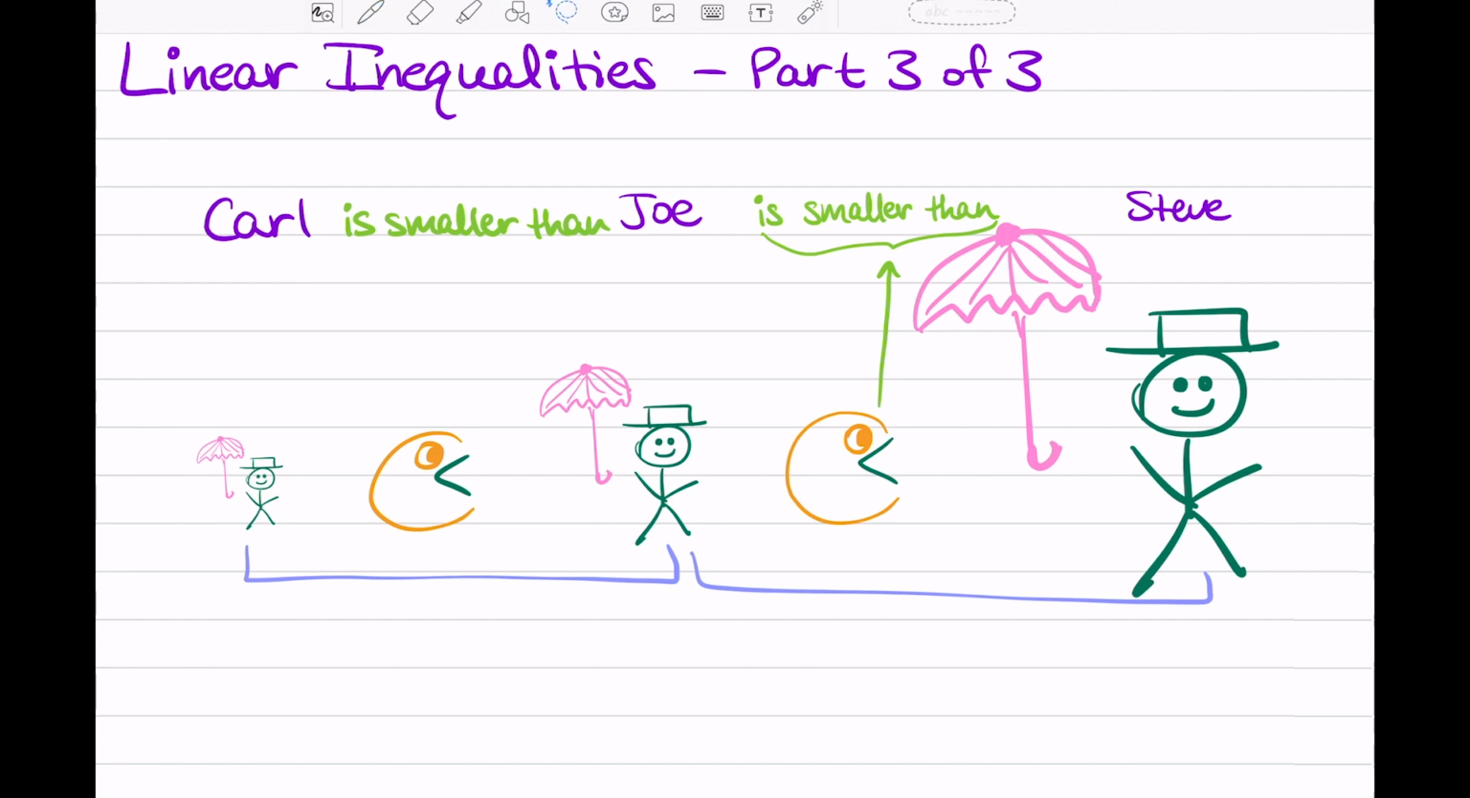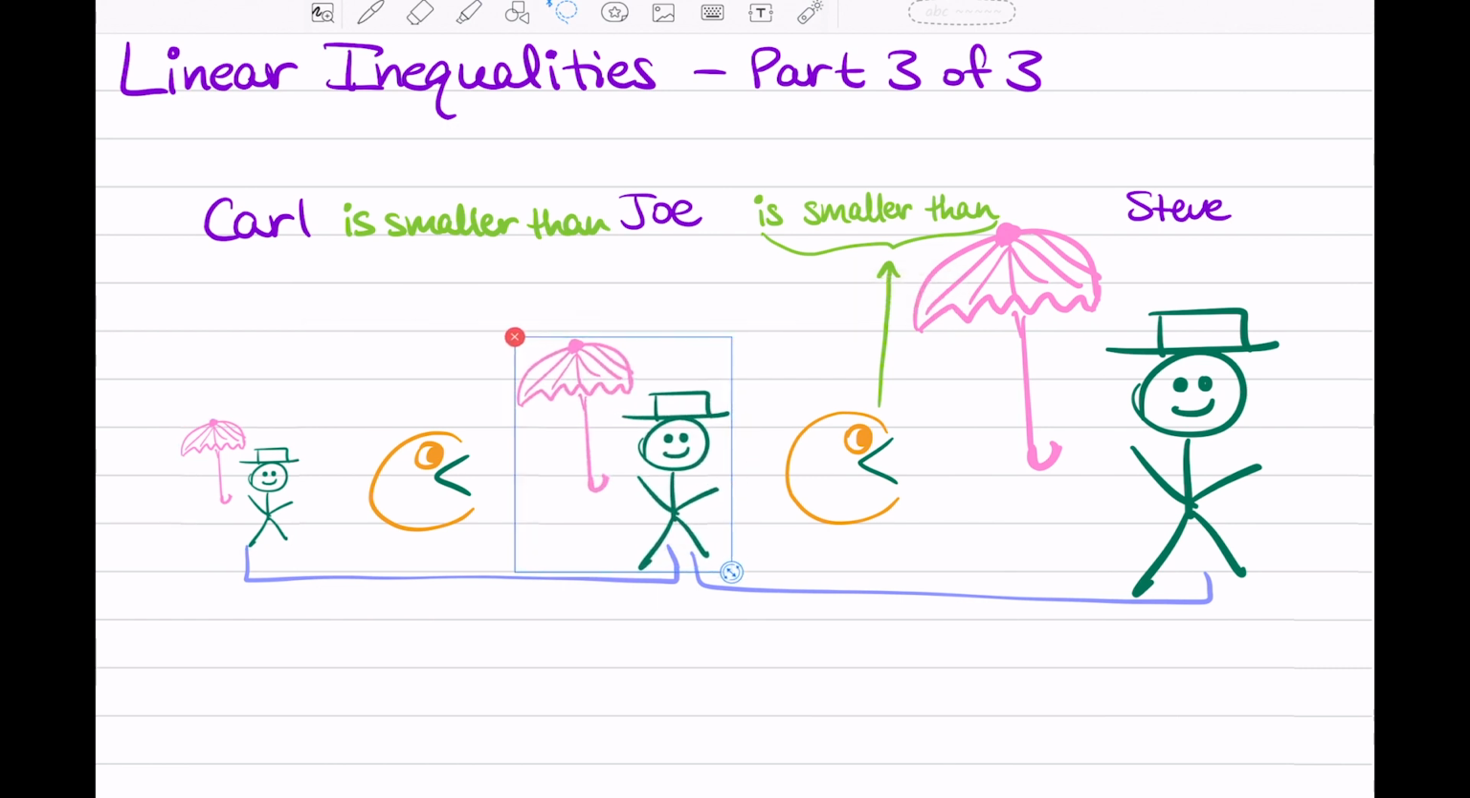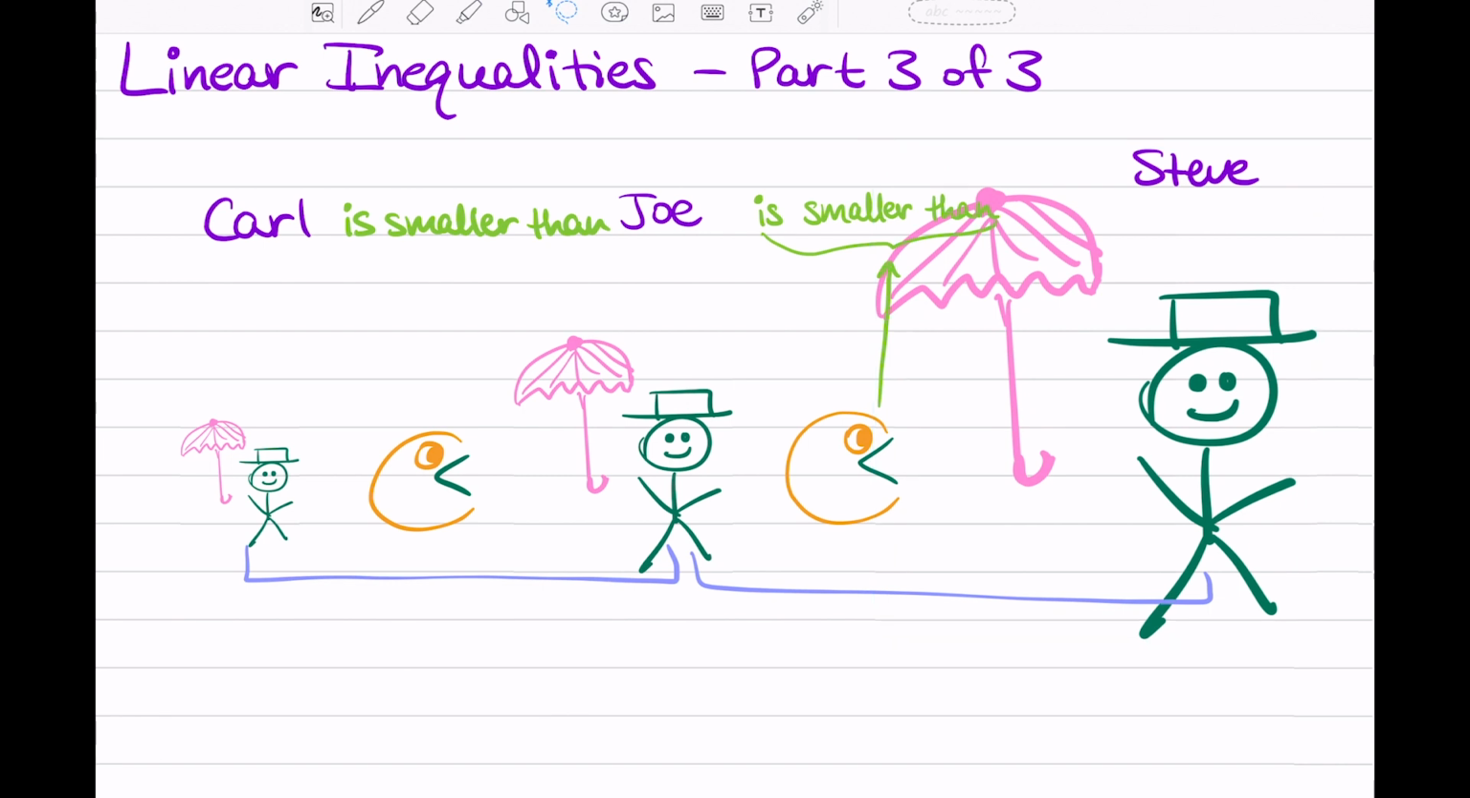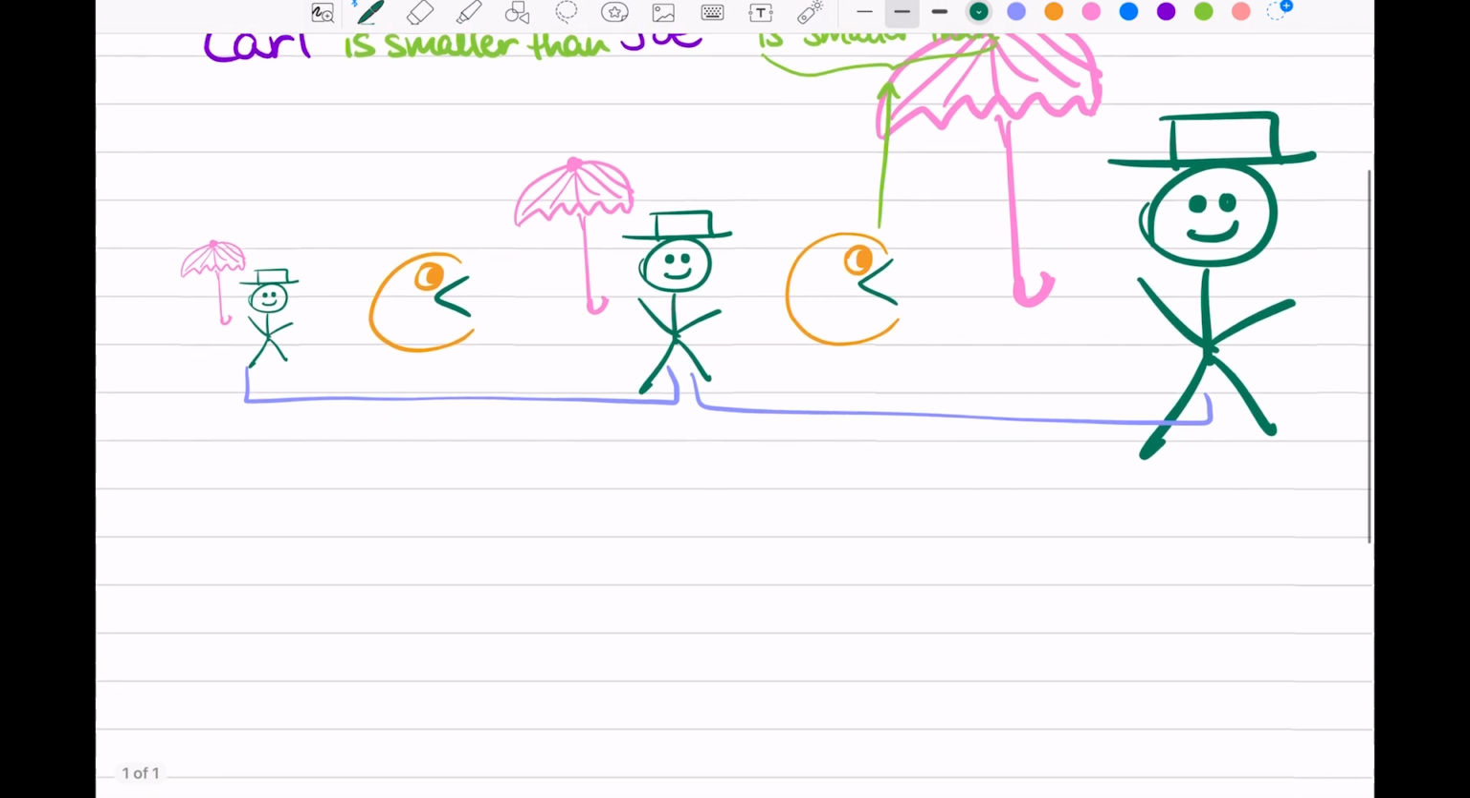So if we make Carl a little bit bigger, then we have to make Joe a little bit bigger, because we want to make sure that Carl is still smaller than Joe. Well, if we make Joe a little bit bigger, that means we have to make Steve a little bit bigger. So we're extending the ideas that we've learned to include three different things. So we have to do the same thing to all three sides to maintain both of these inequalities. So let's take a look at this idea with numbers.